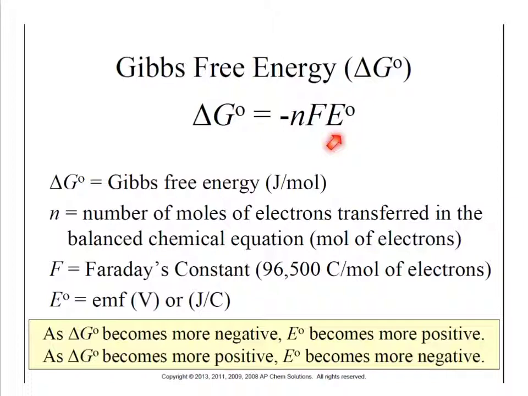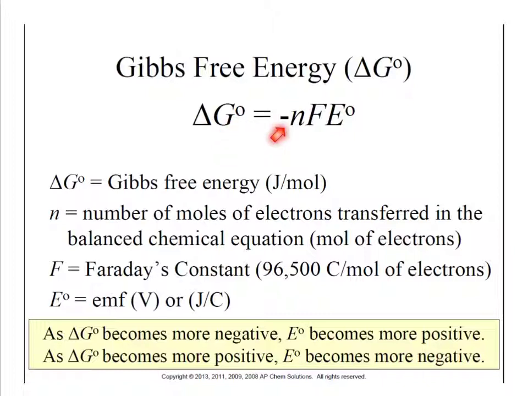The only thing really different is this F, the Faraday's constant we talked about at the beginning of this unit, 96,500 coulombs per mole of electrons. The E right here is the E standard, and it matches up with the delta G standard. So in both cases, we need to be at 25 degrees Celsius, 1 molar concentration, 1 atmosphere of pressure.